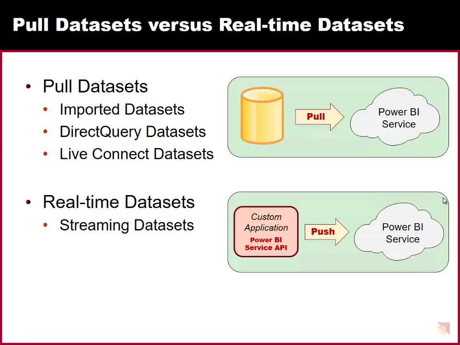Now, what we're going to see over the next couple slides is that there are three fundamental types of real-time datasets. First of all, there are streaming datasets. Secondly, there are push datasets, and these two are quite different. There's the hybrid dataset that has characteristics of both. So now let's go through and talk about the differences between each one. We'll begin with the streaming dataset.